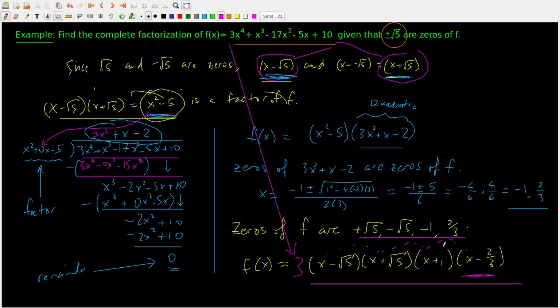And you've seen how complete factorization works with polynomials, so have a go at the pre-class work, and we'll talk more about this soon.